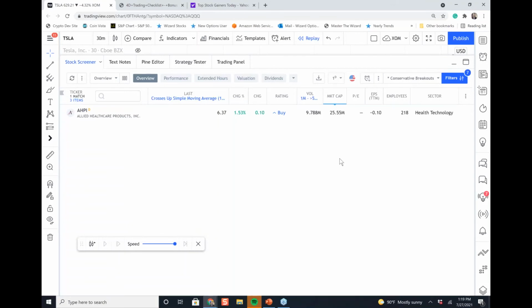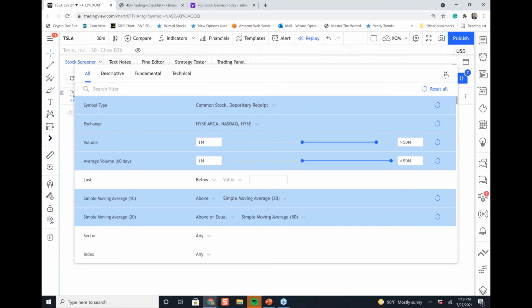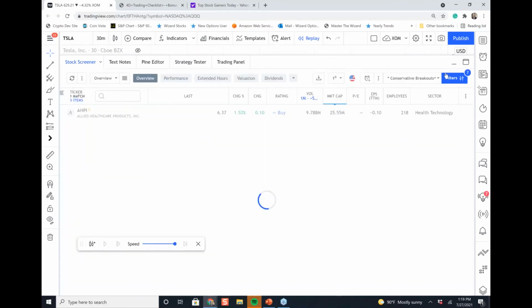So for example, if I took out some of these, let's say I took out the last price above the 10, so if I take this one out, we're going to see more stocks potentially show up. Let's see if it happens.